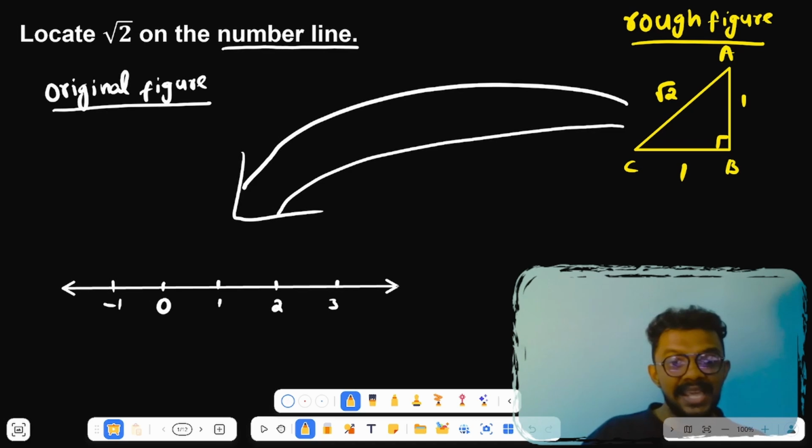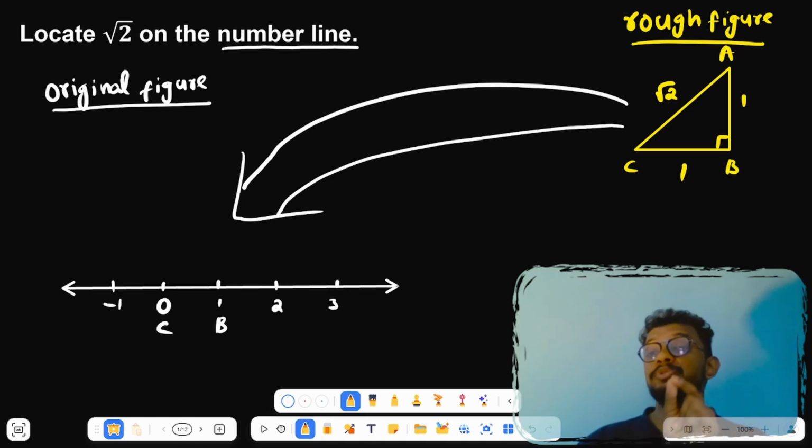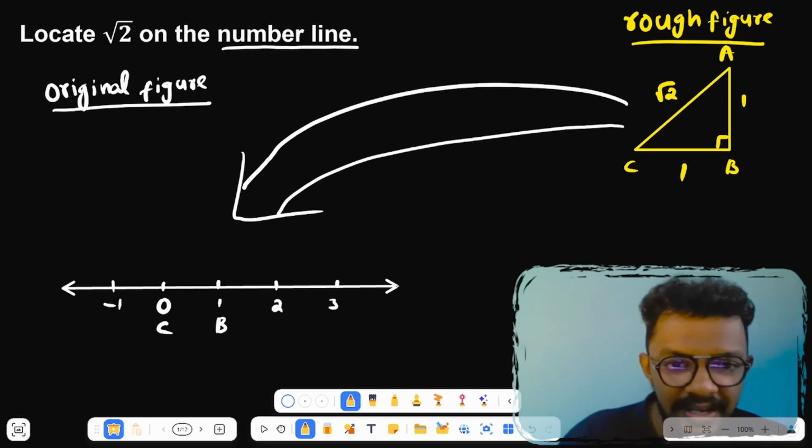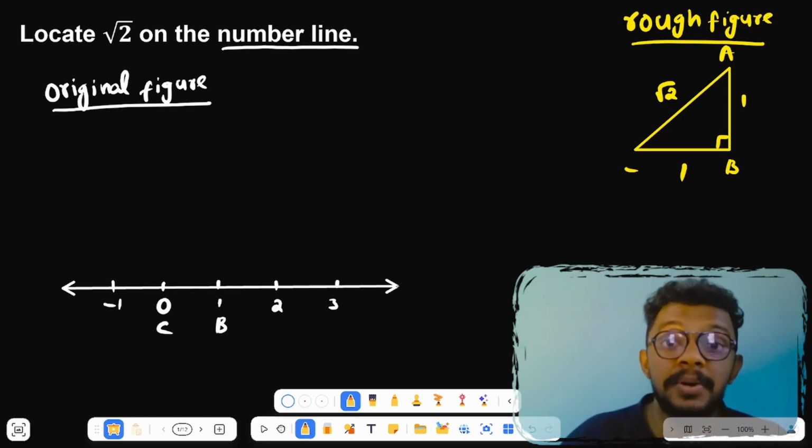I will fit this C at 0. I will fit this B at 1. So the CB will be 1 unit. And I will continue. If I continue from 0, or from origin, I will get CA unit. If I get a length of root 2 by using a compass, I can mark it on the number line. That's a strategy. Okay.